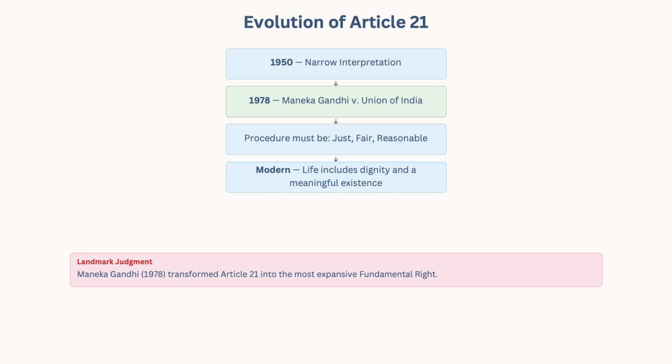In the Maneka Gandhi case, the court also introduced the golden triangle, which means just, fair, and reasonable. Whatever judgments, whatever decisions are made by the government, they should be just, fair, and reasonable.